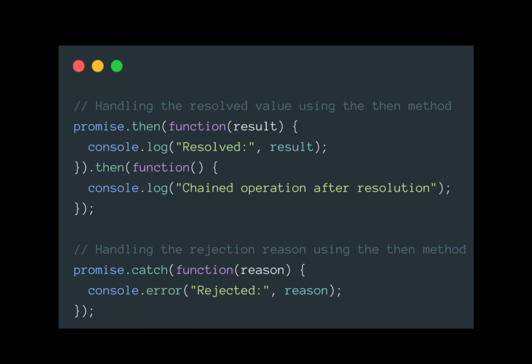Third, handling the rejection reason using the catch method. To handle the rejection, we use the catch method. Here, we log the rejection reason to the console. The catch method is a shorthand for then null, unrejected.